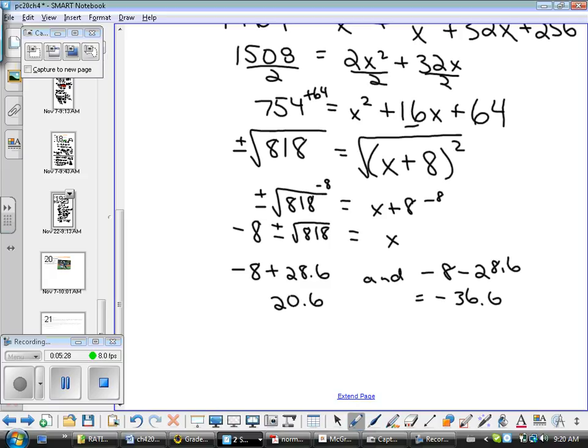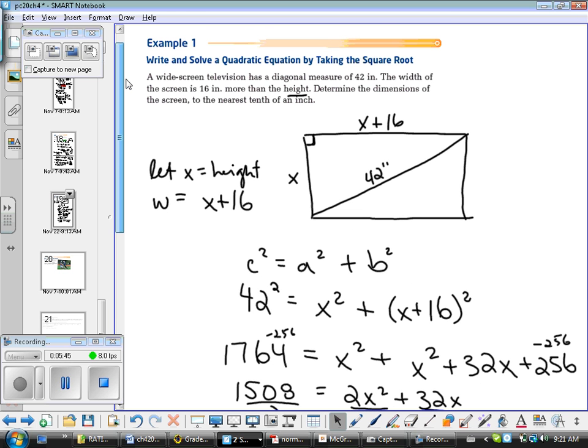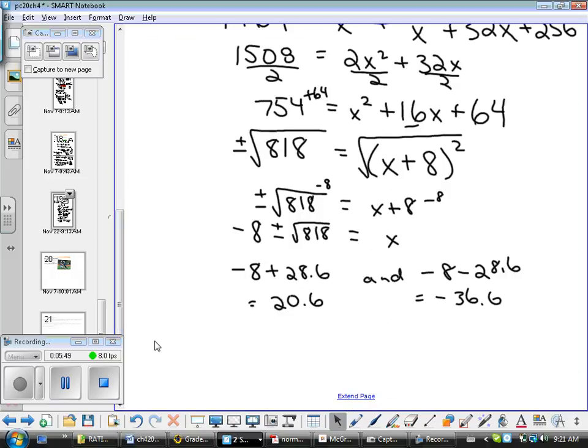Okay, and so when we're looking for a dimension of our TV screen, we could ask ourselves, does a negative root actually make sense here? Okay, and you will probably find that it doesn't. Okay, and really we're not going to have a negative height of our TV screen. Okay, so our dimensions are x by x plus 16. Okay, so we're going to reject this root. That's called an extraneous root.